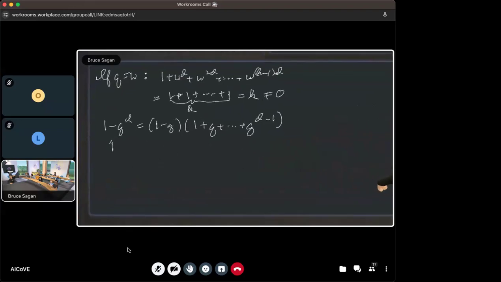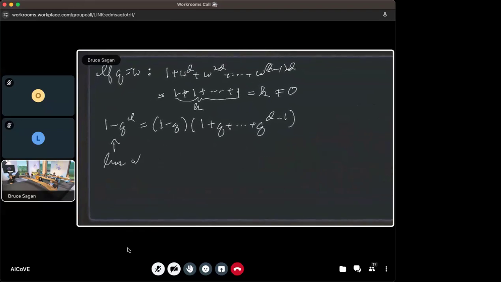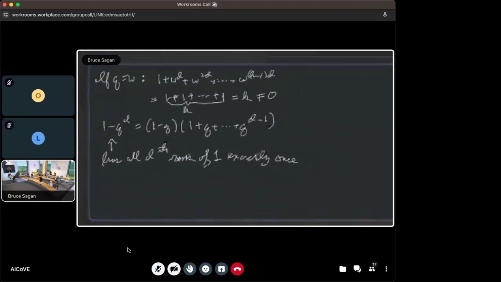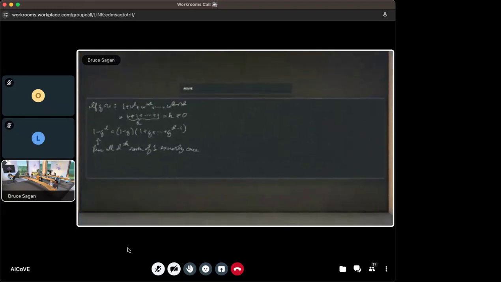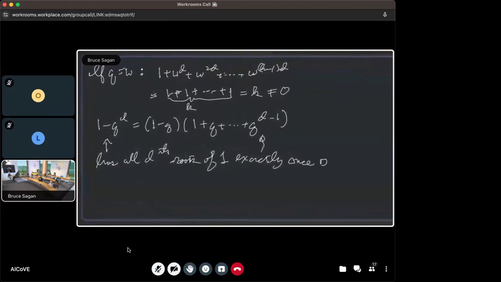So this has all dth roots of one exactly once. But if that's true, that's got to be true of the right side. But notice this first factor, which root does that have? Just the root one. Exactly. So all the other dth roots of unity must be in this sum exactly once. And that is exactly what we wanted to show. So this has also got to happen here. And so that's the end of showing what happens when d divides n. Questions? Any questions about that?